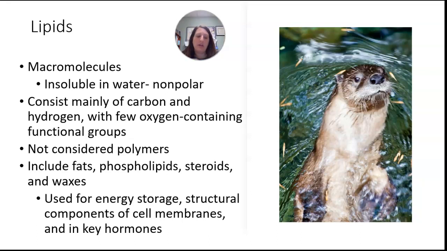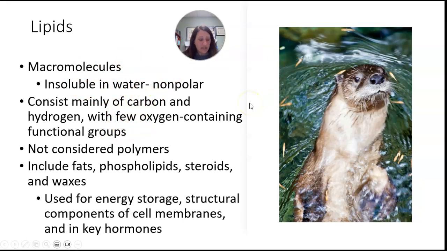Okay, so this group here, some of them will be used for energy storage, some of them will be used for structural support, and again, some of them will be key hormones, and so steroids fall into that category.